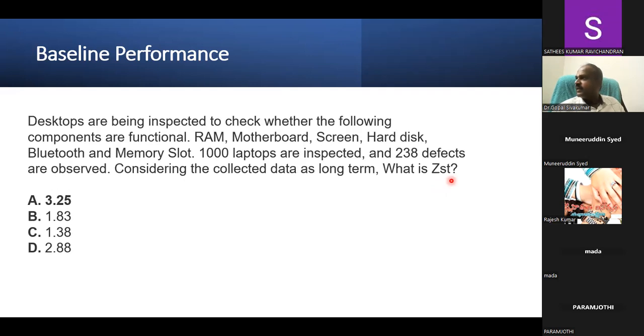Yes, 3.25 is the correct answer. So what are the values? What are the details you will be using? What is the opportunity for error here?